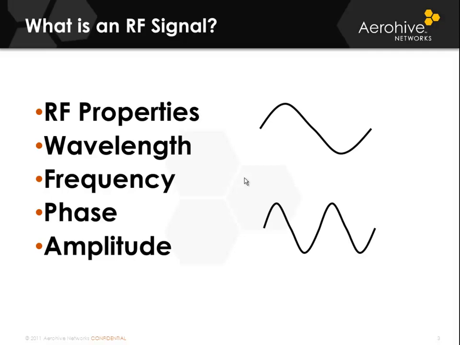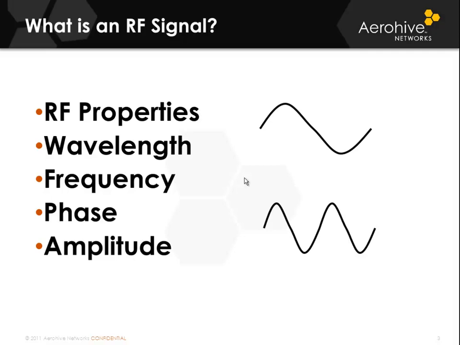What is an RF signal? An RF signal actually starts out as an electrical alternating current. It's a signal that is originally generated by a transmitter. This particular signal is then radiated out of an antenna element in the form of an electromagnetic wave.